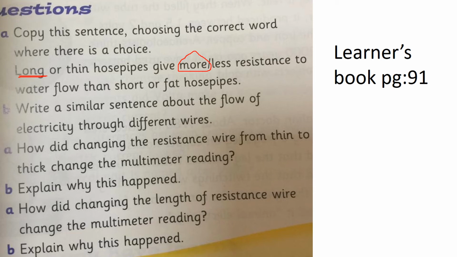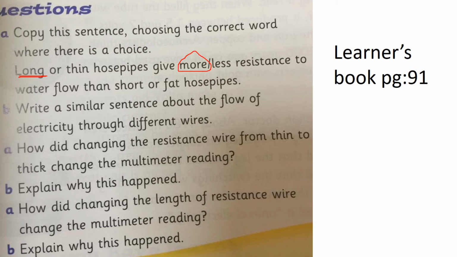Write a similar sentence about the flow of electricity through different wires. So your similar sentence is: thicker hose pipes give us less resistance, right? What again? Thicker pipes give us less resistance. So more water, or more current, passes through, right? Now, how did changing the resistance wire from thin to thick change the multimeter reading? Because more current or less current passes through it, right? So decreasing or increasing in current, right? Explain why this happened.